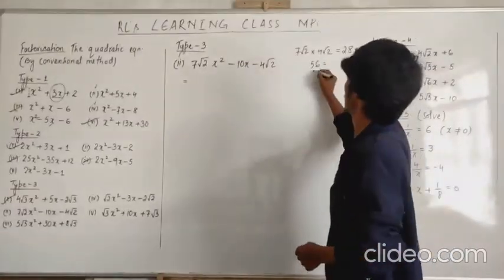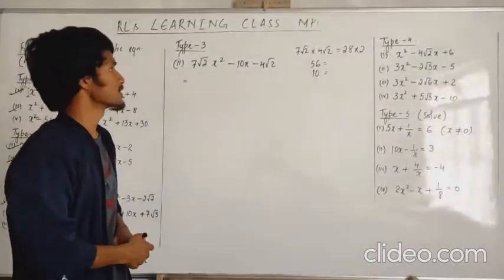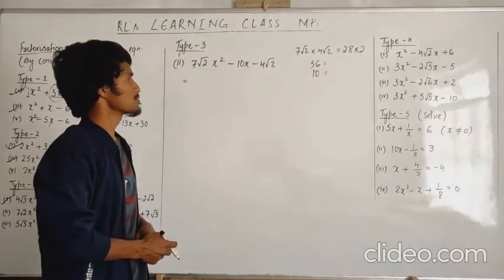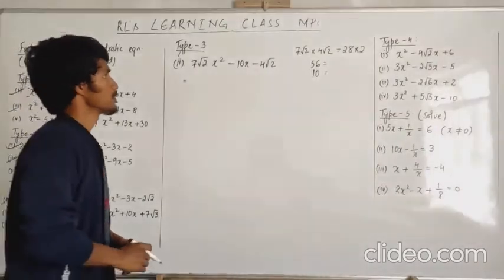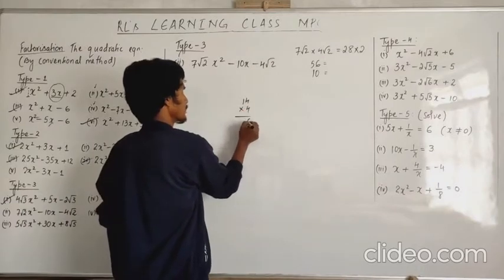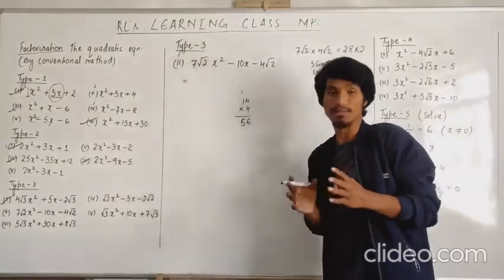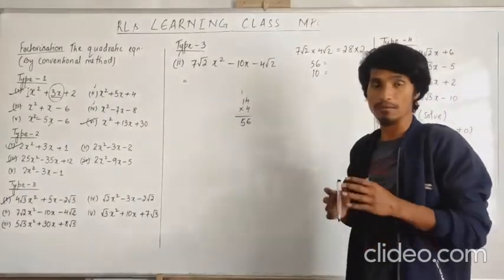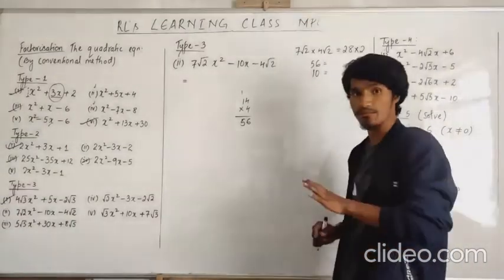Then here is 10. Now which numbers multiply to get 56, and when we plus or minus we will get 10? Okay, now here is a big number. 14 into 4. I told you, when there's a big number, this is a problem for you. You have to find numbers that, when we multiply, give 56, and when we add or subtract, give 10. But if you use the quadratic formula, we don't need to find that. Just substitute in the formula and get the answer.